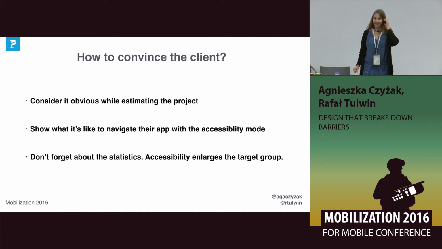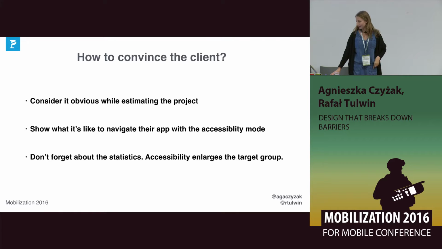Yeah? Okay. So the first thing is considering it obvious while estimating the project. At first, when you make the plan, when you count the cost for the client, you should just consider the thing that you have to do, just some basics. You could also try to show their app, or the client's app, or some kind of apps that are similar to them, and turn on VoiceOver, for example, and just try to do something.